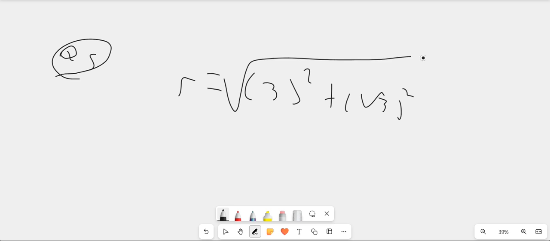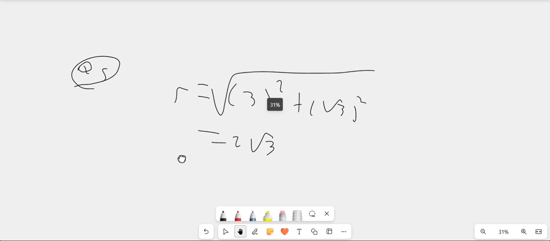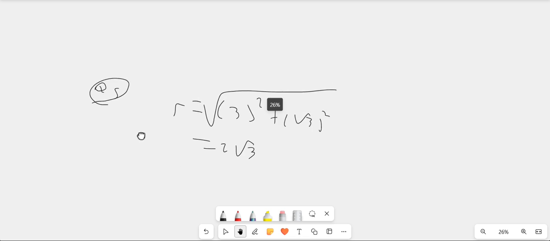Question 5: express 3 plus i root 3 in the form of that, yeah? It's the exact same thing, literally nothing has changed here. We do 3 squared plus root 3 squared, and then square root, and that's going to give you 2 root 3 here.